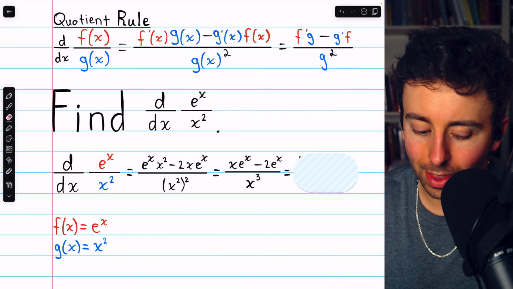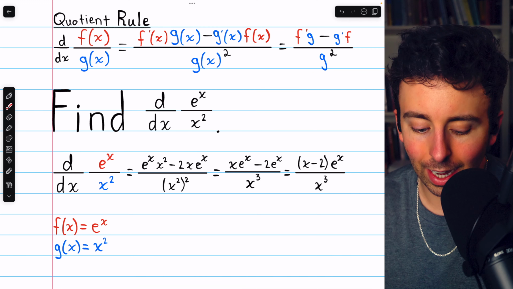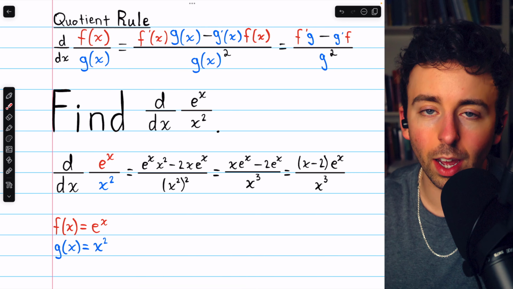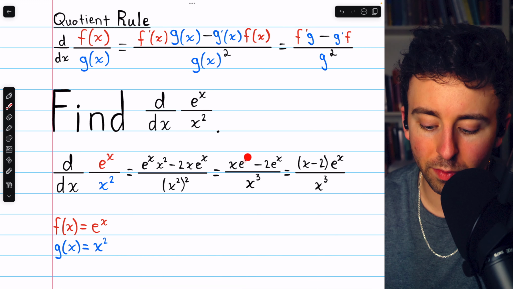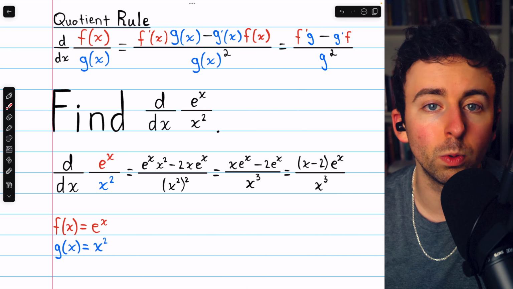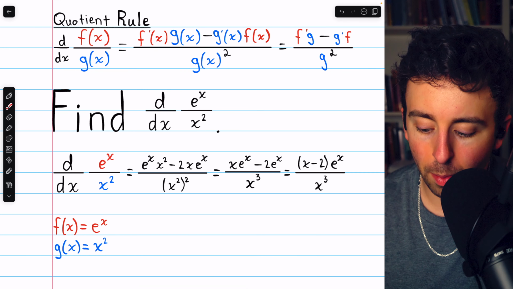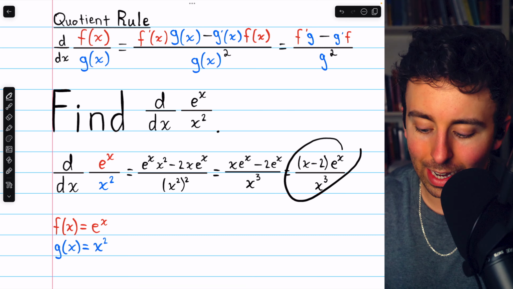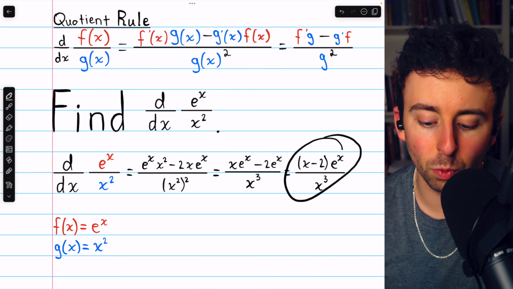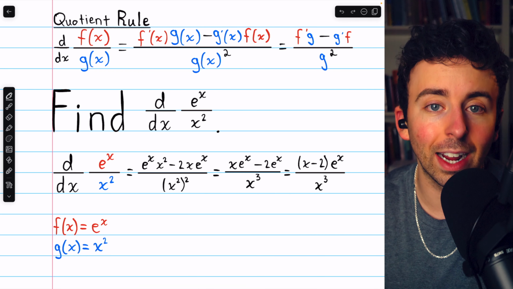You may prefer to write that in factored form like this: x minus 2 times e to the x. That's just factoring e to the x out of those 2 terms in the numerator. The denominator, of course, is still x cubed, and that is our final answer. That's the derivative of e to the x over x squared.